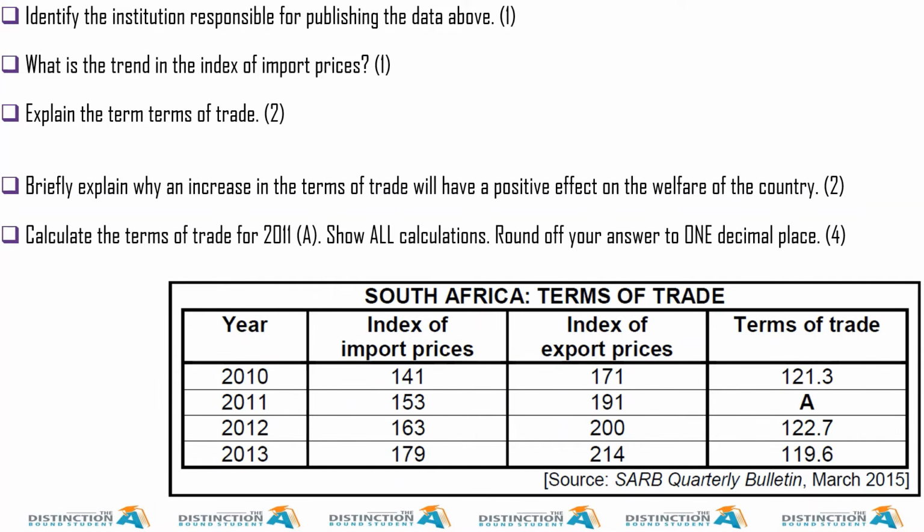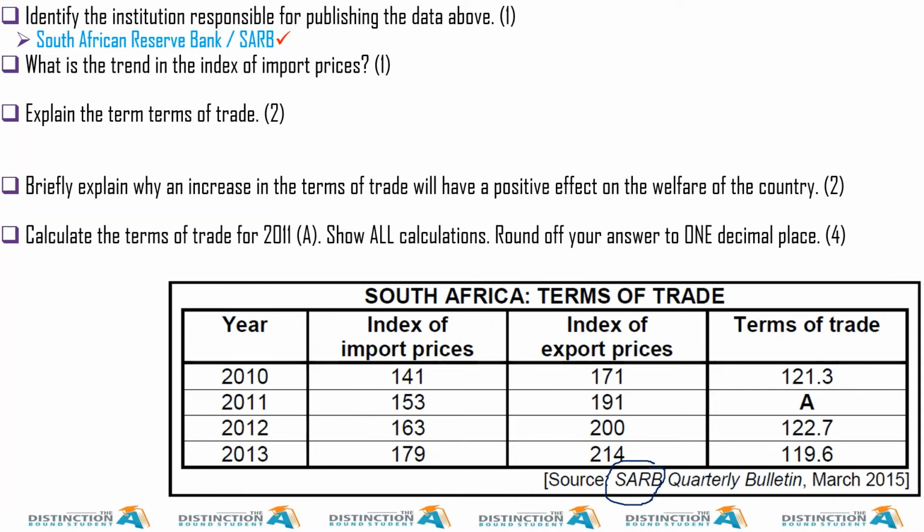Right, then here, study the table below and answer the questions that follow. South Africa, terms of trade. Okay, we have years 2010 to 13, index of import prices, index of export prices, and then the terms of trade. Okay, so we see that ratio there, the ratio of import prices to export prices. All right, identify the institution responsible. So you always have to look at the source down here. It says South African Reserve Bank, so that will be it.